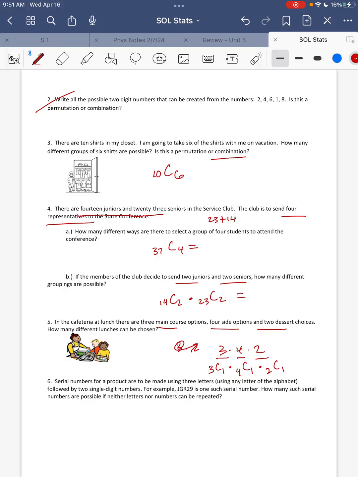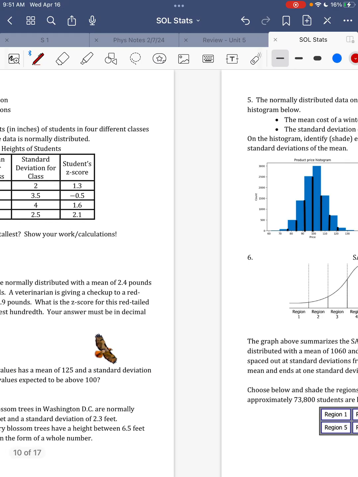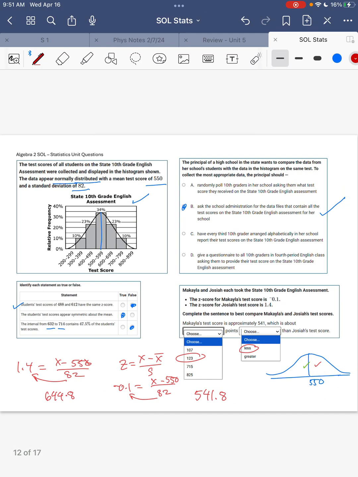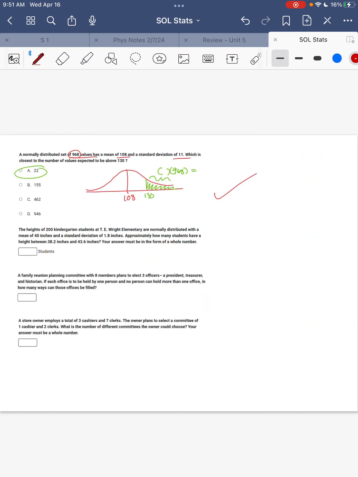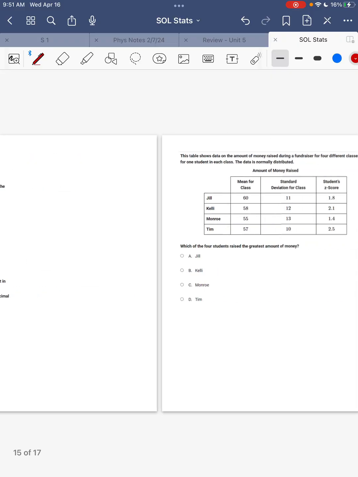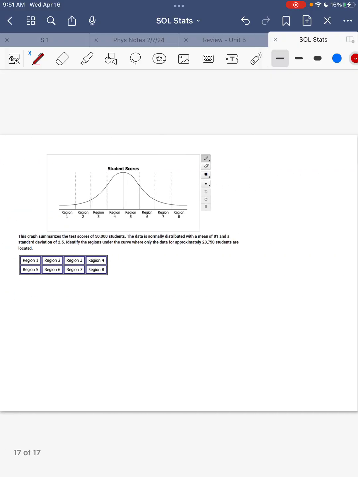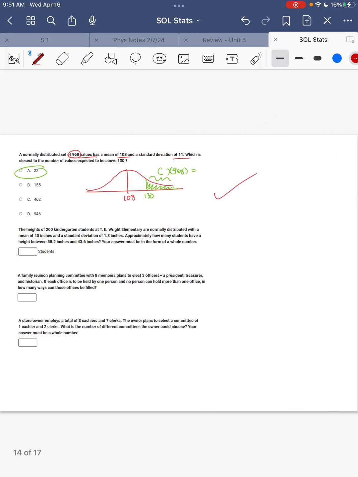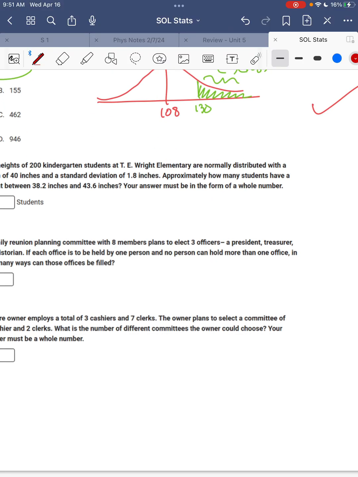All right, I think we've got enough of that. So let's go to these examples here. On our SOL sheet, oh my gosh, I forgot to do all of these, I didn't see them at the end. Never mind, we'll do those 2.